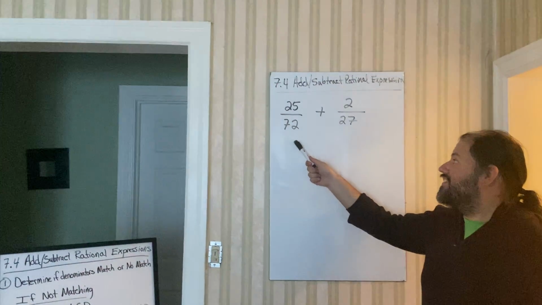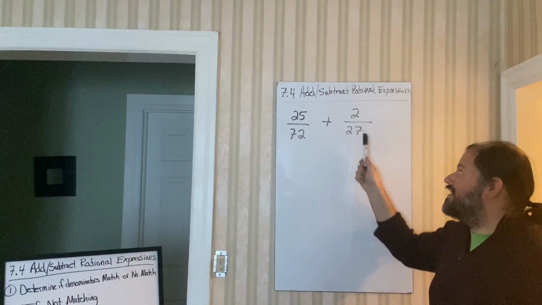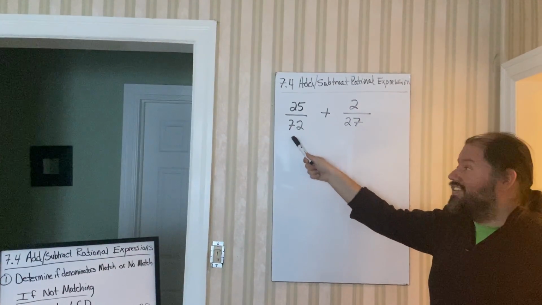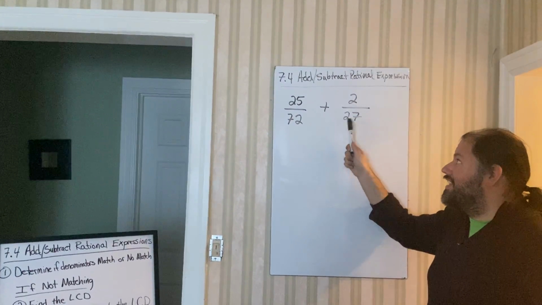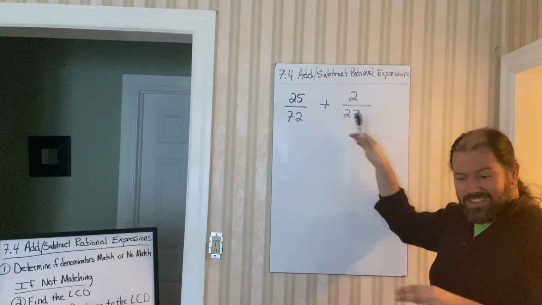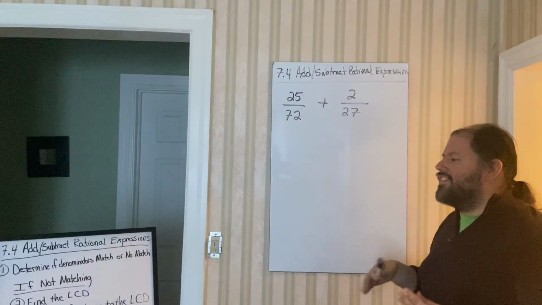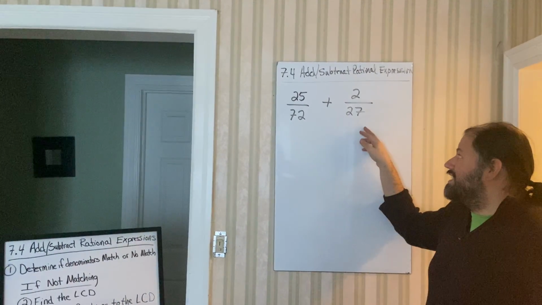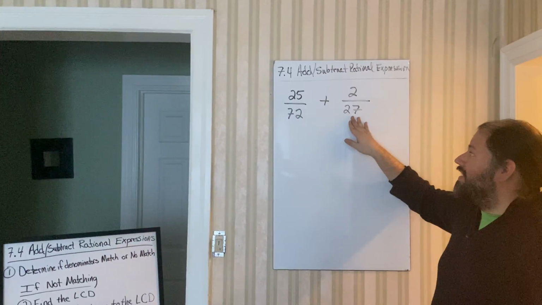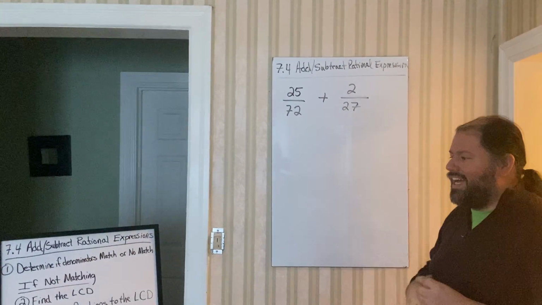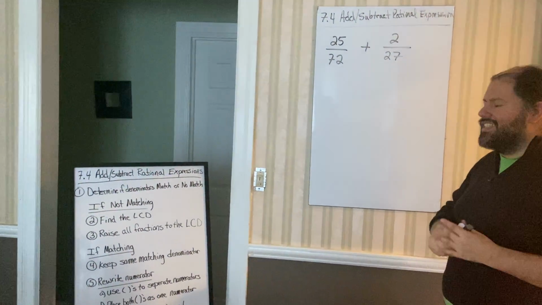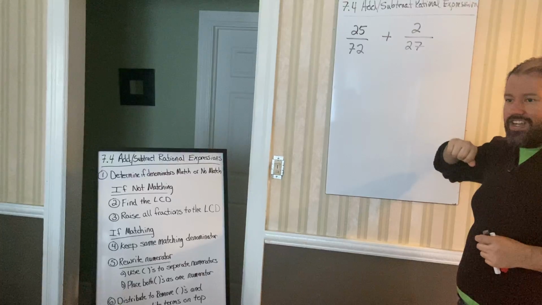So here we have our first question, where we're going to add and subtract rational expressions, where you have a 72 and a 27 at the bottom. Now this one's technically not really a rational expression because we don't have letters. This is just like regular fractions. But we wanted to start something off easy, where we can show you how to find an LCD and how to raise to the LCD when nothing matches at the bottom, so that we can actually add these two fractions.